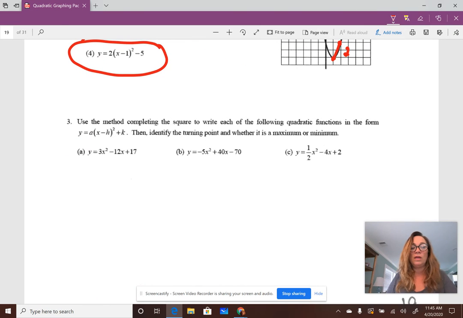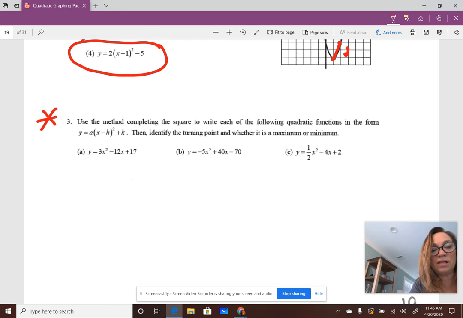Okay. Using the method of completing the square. Okay, now these are optional. I'm just going to show you one of them to remind you, but you really only have to be able to do this when the coefficient of A is 1.